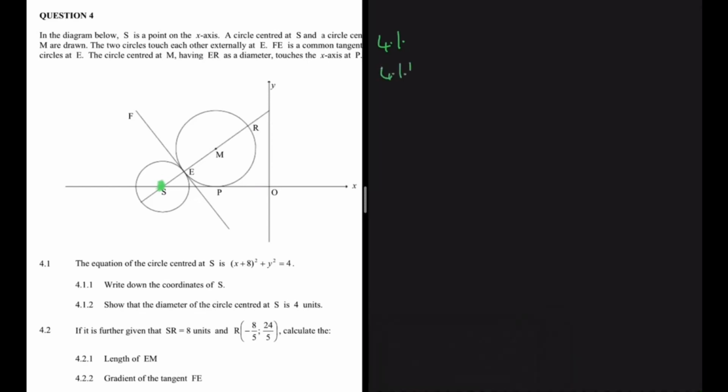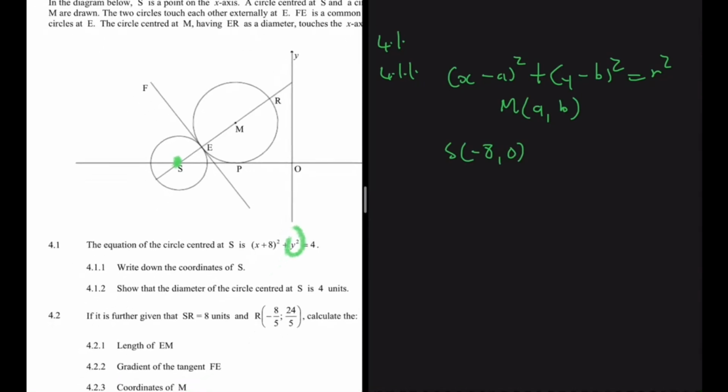So 4.1.1. We know that the general formula for the equation of a circle is given as (x − a)² + (y − b)² = r². And then the point at the center of the circle will be given by (a, b). So for our circle centered at S, the coordinates of S will be given by (−8, 0). It just says y squared, right? So that will just give us 0. And then this 8 will give us −8 based on this general formula we have, right?